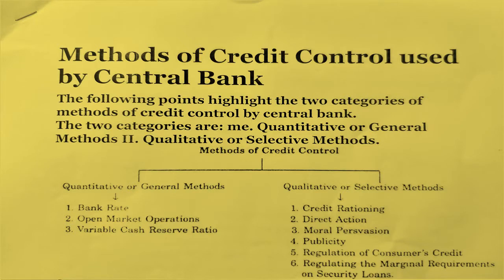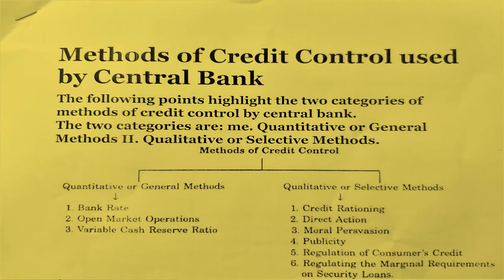Today, let us learn the methods of credit control of central bank. The various methods employed by the central bank to control credit creation are classified into two groups. They are quantitative or general methods and qualitative or selective methods. So, under the methods of credit control, the first one is quantitative or general method. We are going to learn about first bank rate, second open market operations, third variable cash reserve ratio.